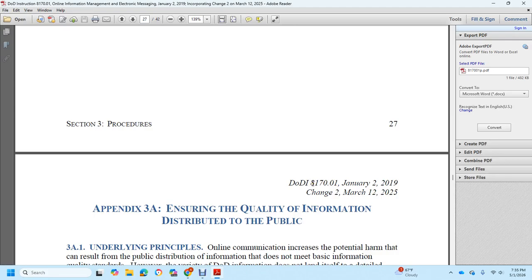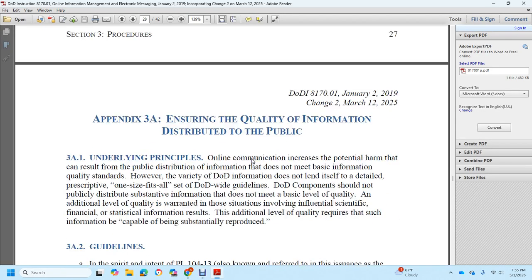Department of Defense Instruction 1700.01, January 2nd, 2009, change to March 12th, 2025: Ensuring the quality of information distributed to the public. Underlying principles: online communication has increased, and the central harm to the control of public distribution of information that does not meet basic information quality standards. The variety of DoD information does not lend itself to the detail of a prescriptive, one-size-fits-all set of Department of Defense-wide guidelines.